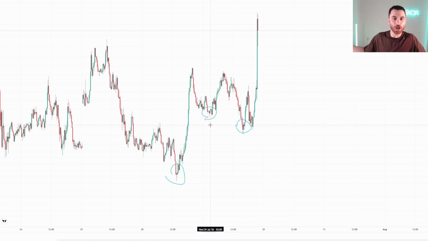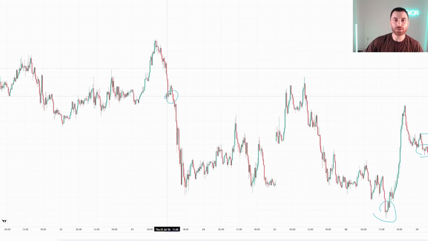Yes, that was a tricky one. I know, but this is a powerful low because we broke this high, didn't we? This is a powerful low. This is a strong low. What about this? Is this a powerful low? No. Why? Because it didn't achieve anything.